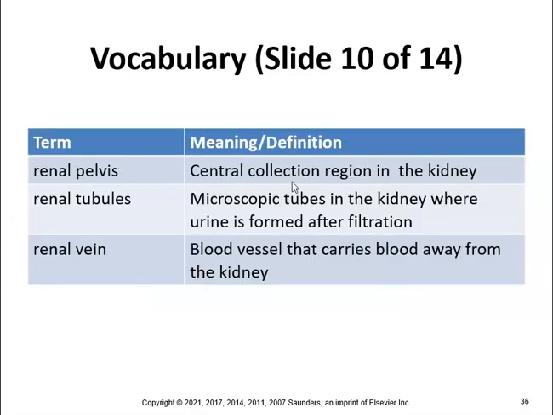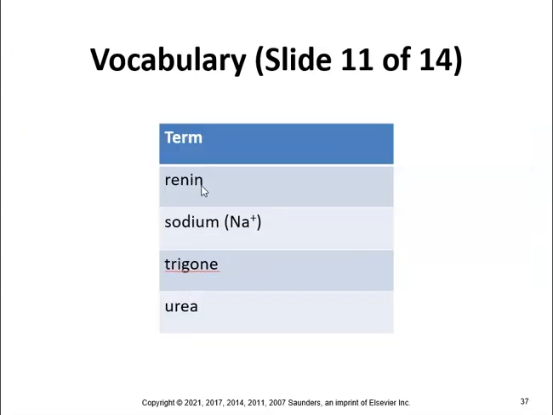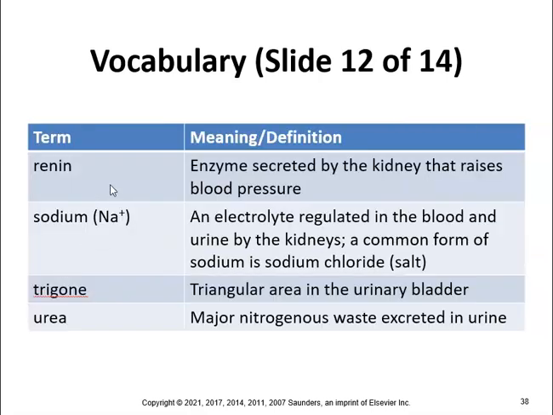Renal pelvis is the central collection region in the kidney. Renal tubules are microscopic tubes in the kidney where urine is formed after filtration. The renal vein is blood vessel that carries blood away from the kidney. Renin, sodium, trigone, and urea. Renin is an enzyme secreted by kidney that raises blood pressure. So blood pressure medications will help control this.